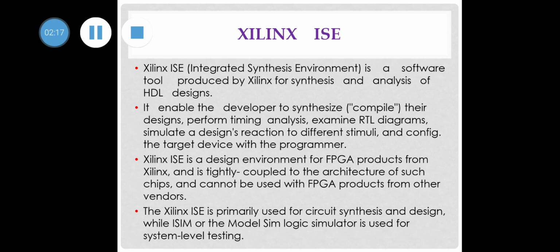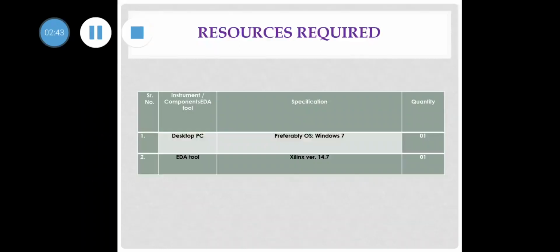The Xilinx ISE is primarily used for circuit synthesis and design, while ISim, the model-based logic simulator, is used for system level testing. So basically, Xilinx ISE is an EDA tool which we will be installing. By this practical you will be able to install Xilinx ISE. The basic requirement is you need a desktop PC and the EDA tool. The version of Xilinx is Xilinx version 14.7.